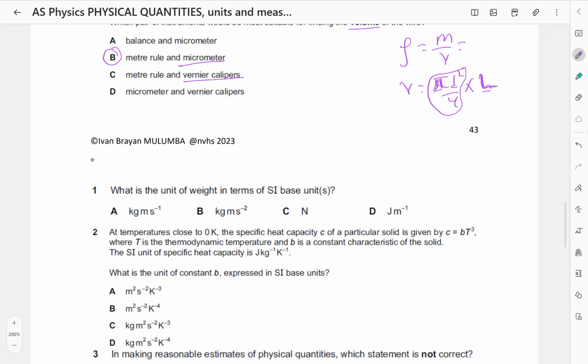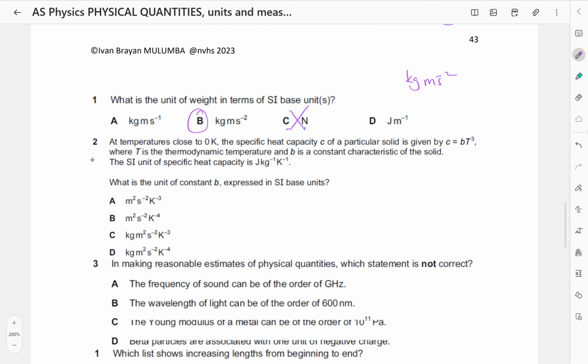What is the unit of weight in terms of SI base units? Weight is measured in the Newton, but this is not an SI base unit. The Newton is a unit of force, which is mass in kilograms times acceleration in meters per second squared. So our answer is B, but it is not C.